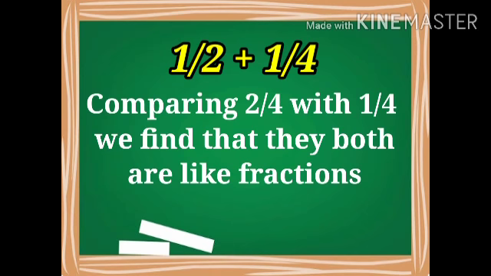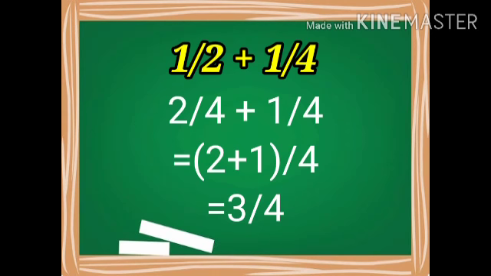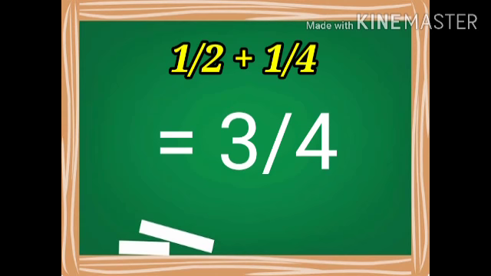Now comparing our new equivalent fraction 2 by 4 with 1 by 4, we can say that the denominators are the same and hence they become like fractions. Now we can start adding the like fractions, 2 by 4 plus 1 by 4. We need to keep in mind that we add only the numerators and the denominator stays the same as 4. Adding 2 by 4 plus 1 by 4 gives 2 plus 1 by 4, which is nothing but 3 by 4. Hence, the sum of 1 by 2 and 1 by 4 is 3 by 4.